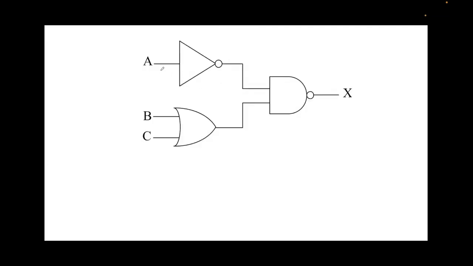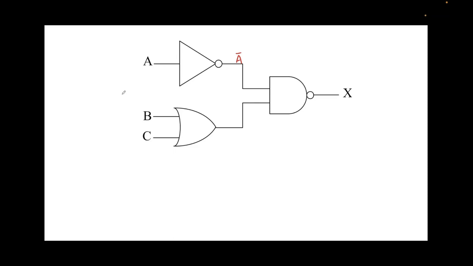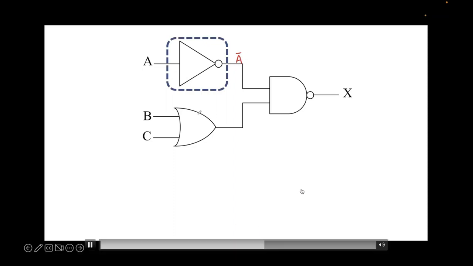Now let's first look at the top NOT gate. The input to this NOT gate is A. We know that the output expression for the NOT gate is nothing but the inversion of whatever is being provided to it. So for a NOT gate, the output is the bar of the input. The input is A to this NOT gate, so the output would be A bar.